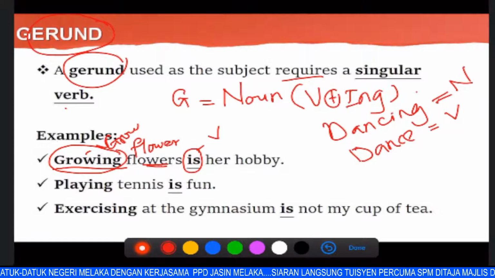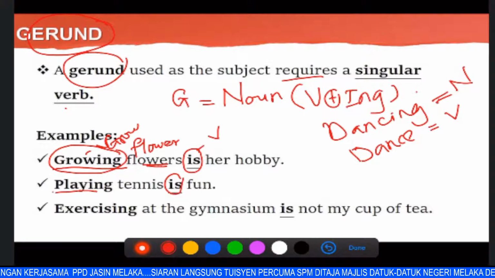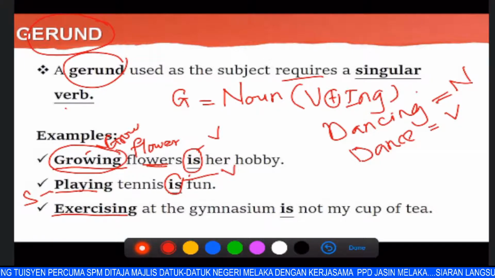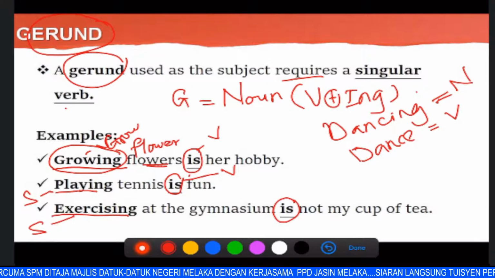Example number 2. Playing tennis is fun. Again, the gerund will be the noun or the subject, and is will be the verb. Number 3. Exercising at the gymnasium is not my cup of tea. Exercising, again, will be the subject, and is will be the singular verb for the gerund.